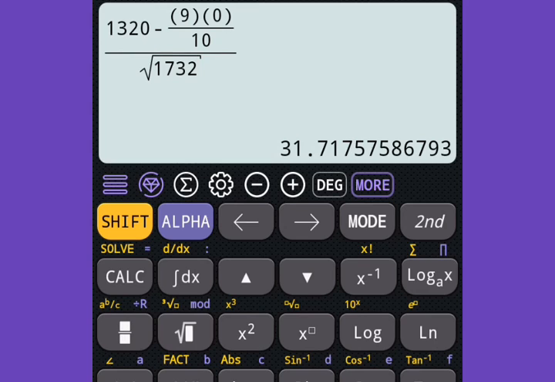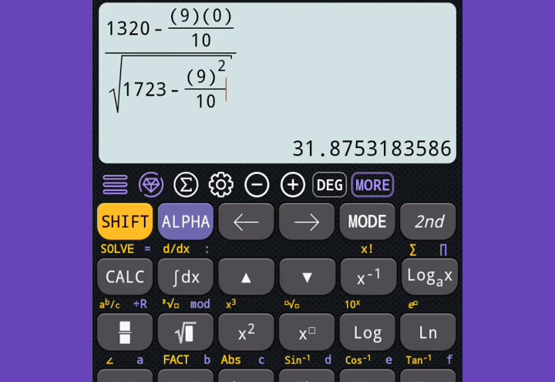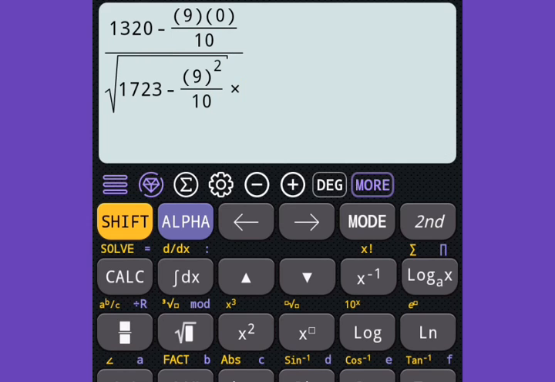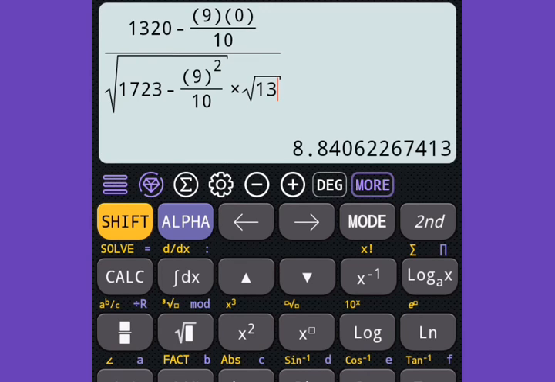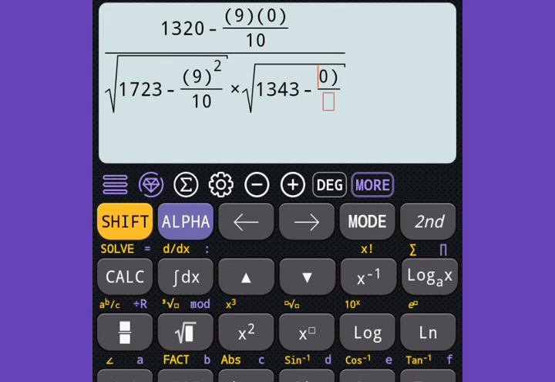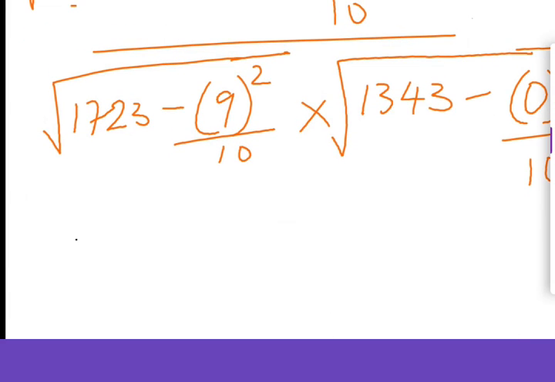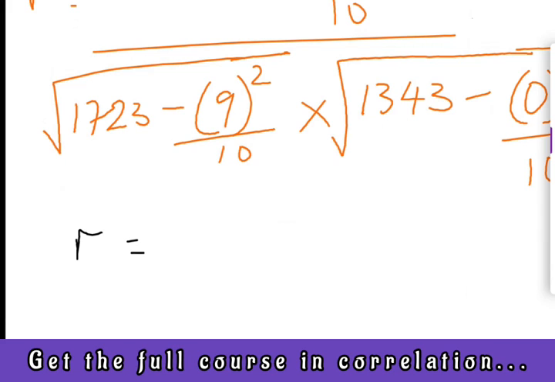So 1723 minus, always use the fraction button where you have a fraction. So this all squared, coming down having 10, then you come out again so that you can activate the times operation, and then before you open the new square root, here you have 1343 minus, you put a fraction there, 0 in a bracket. So make sure you put the bracket, and then you have a square, and then you come down 10. So at the end of the day, we got our r to be equal to 0.87.